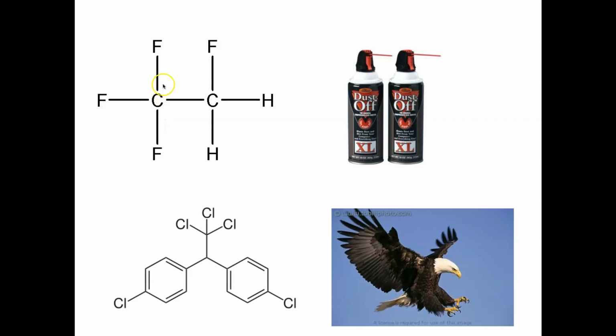So this would be a tetrafluoro, but what carbons are they on? Would this be 2, 2, 2, 1 or 1, 2, 2? Well, lowest number possible. So 1, 1, 1, 2 tetrafluoro, and ethane for 2 carbons and an ane. You can see how that works there.